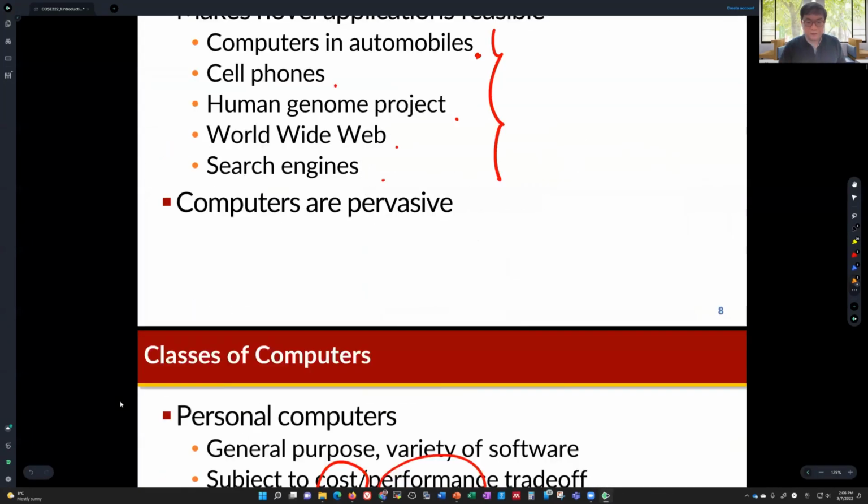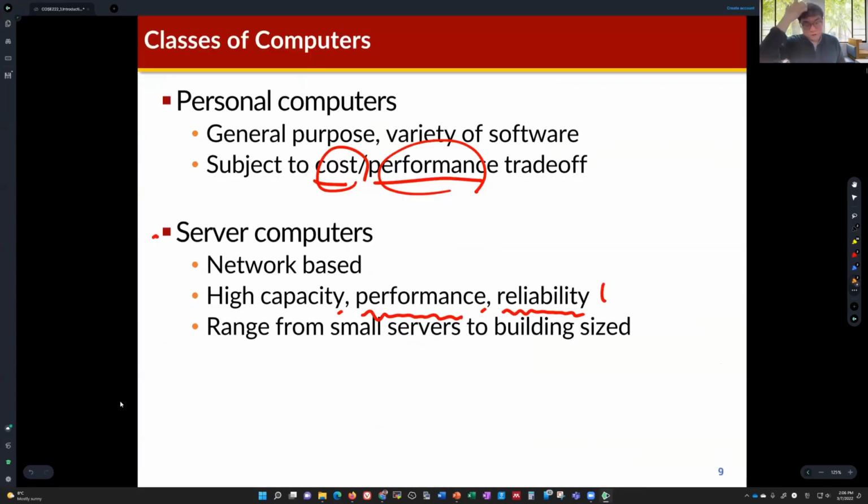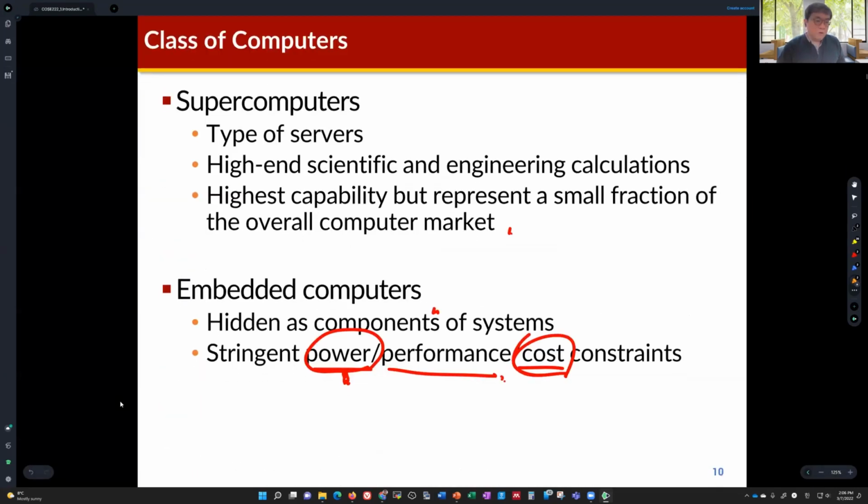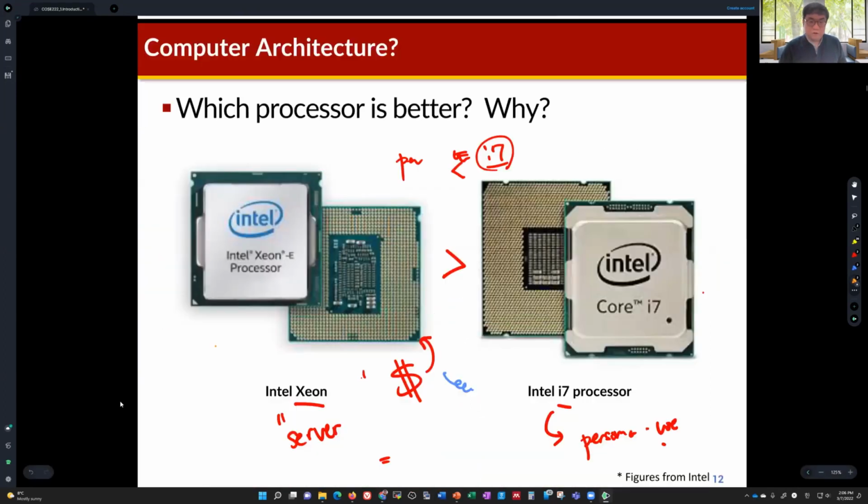Like this, we learned the different classes of computer systems, like personal computers, such as desktop or laptop computers, and server computer systems. I explained that many other people use server computers concurrently, so for server computers, performance and also reliability are the critical factors. Also, supercomputers and embedded computers, such as mobile computers. So there are different kinds of computer hardware.